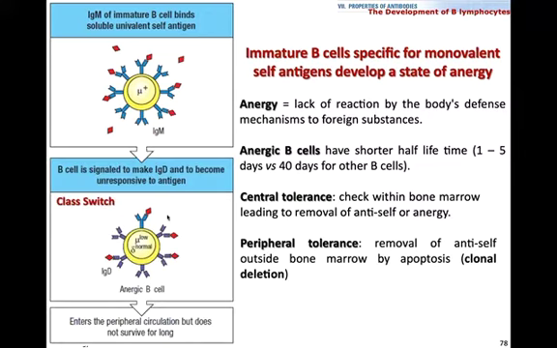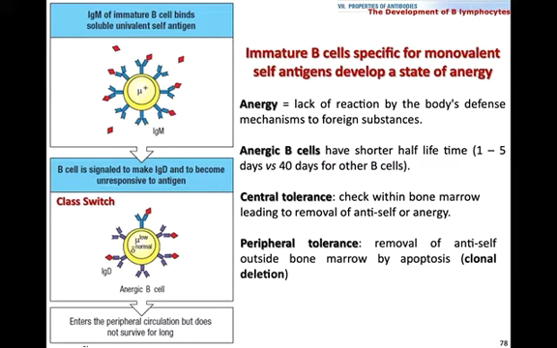So you can see here that B cells are signaled, as we said, to express IgD as well, because initially they express only IgM. So B cells can be signaled to make IgD and to become unresponsive to antigen. And this process is called class switching. We'll understand more in the immunogenetics lecture how this class switching occurs. So basically, what's the meaning of class switching?